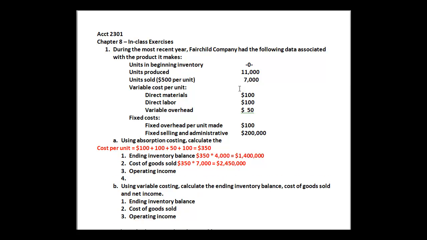For operating income, the equation that you want to use for operating income is to take revenue minus cost of goods sold. That leaves you with your gross margin. And then from gross margin, you want to subtract your selling, general, and administrative expenses. Remember, another term for that are your period costs or your period expenses. And that is going to leave you with your operating income.